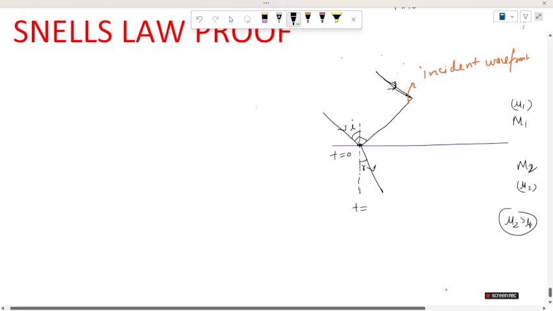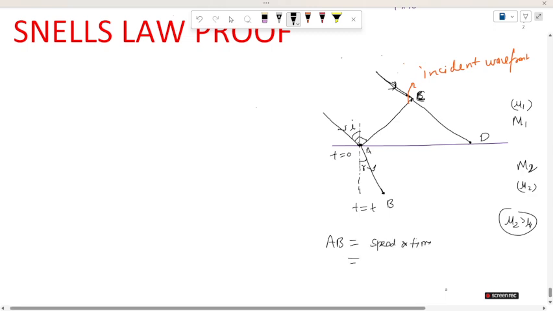And after time t, this ray has traveled from this point A to B. And during this course, the extreme ray has traveled from this point C to this point D. So when the light ray A has traveled to B, the light ray C has traveled to D in the same time.